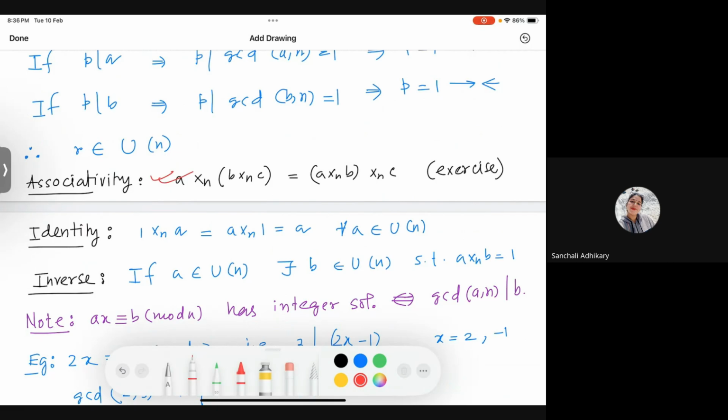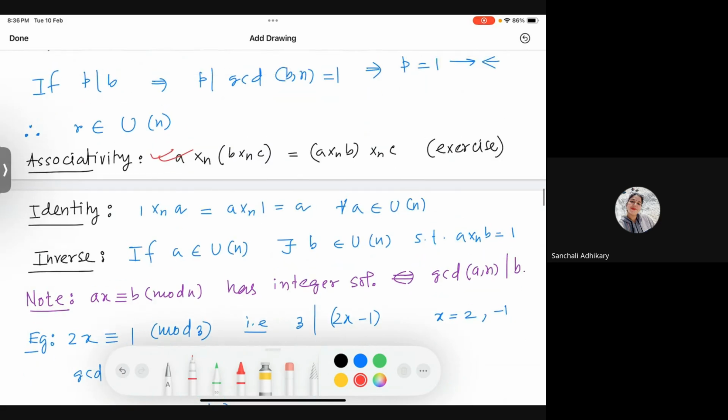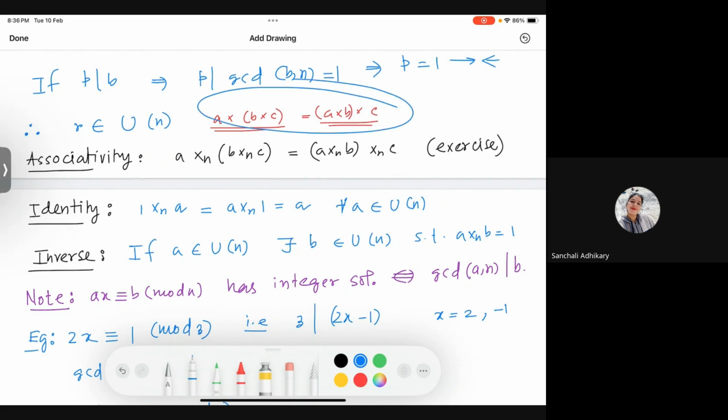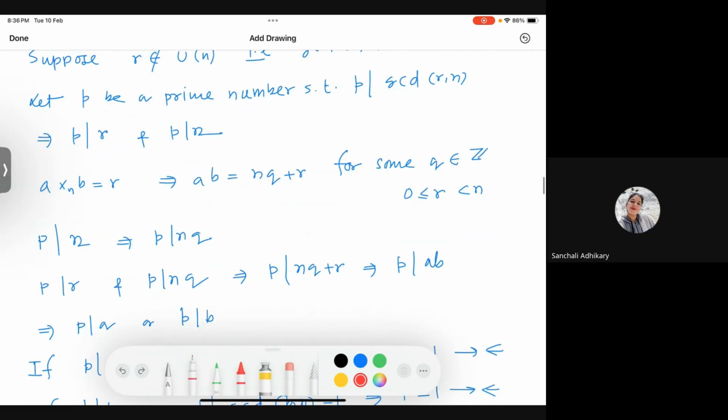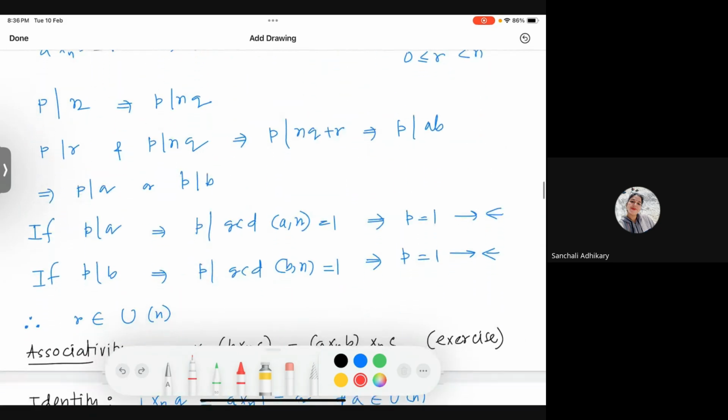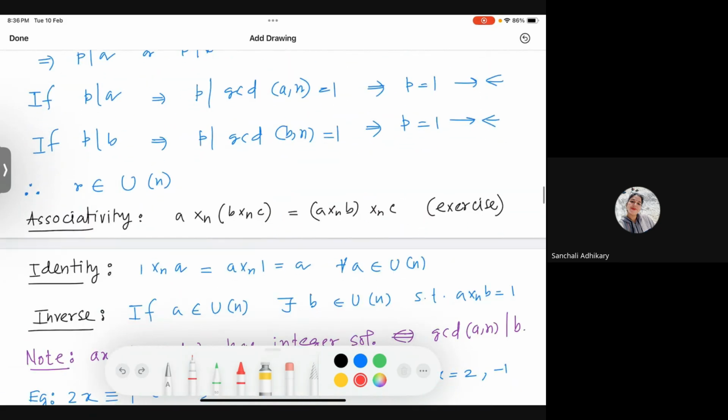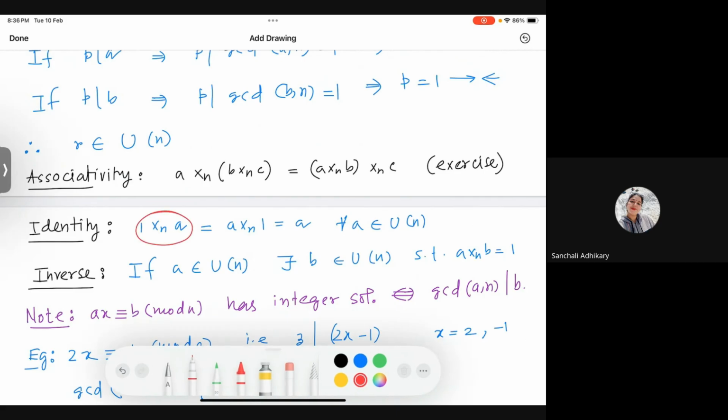Okay. Associativity. This is very easy. Associative property is very easy. Why is this very easy? Actually, you know A into B into C is equal to A into B into C. So actually you need the remainder. The remainder will be the same. That's why. Because those are the same element. So after multiplication, the remainder will be the same. Okay. So UN is non-empty. UN is closed, and the associative property holds. 1 is the identity element.